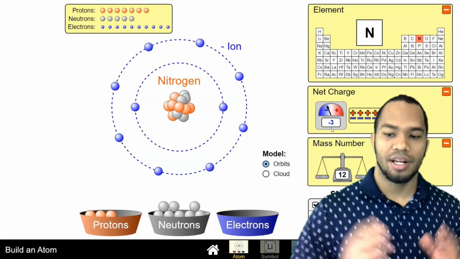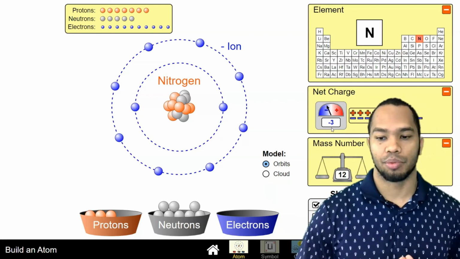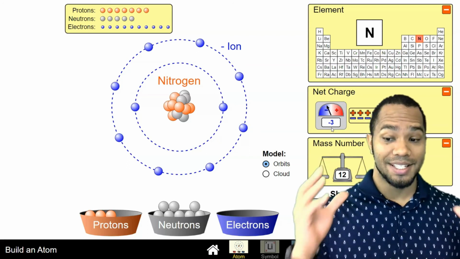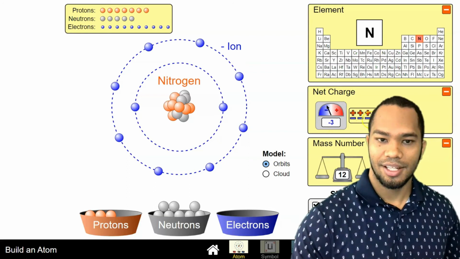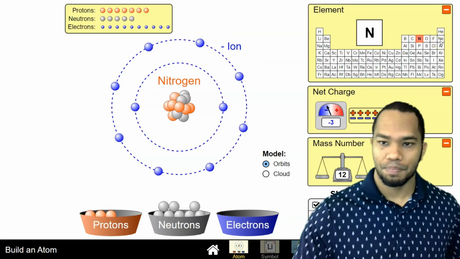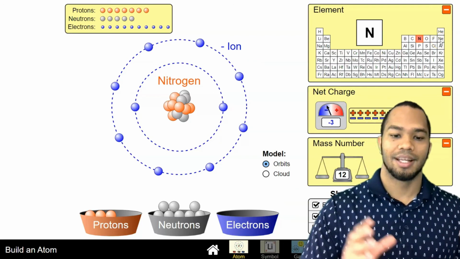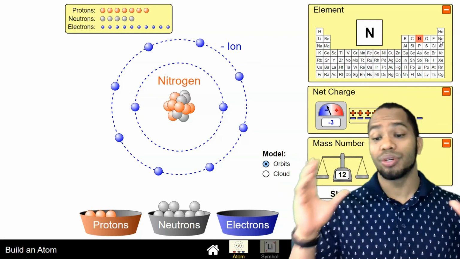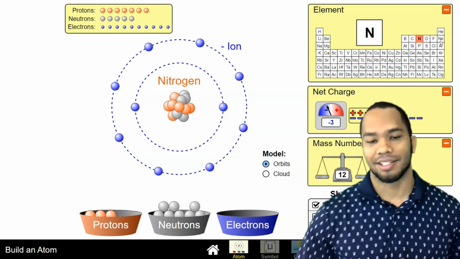So a nitrogen ion is pretending to be what noble gas on the periodic table? Nitrogen is pretending to be neon. Neon. So neon on the periodic table, right? Because when atoms form bonds with other elements, they want to be like the noble gases. The noble gases are the cool kids on the periodic table. Everybody wants to be like the noble gases.